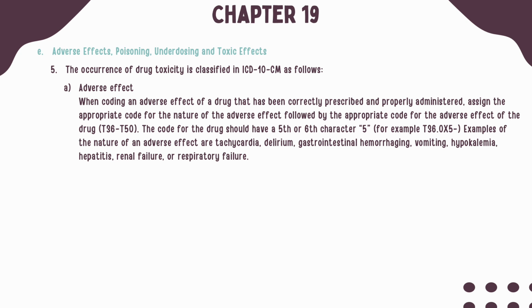When coding for the adverse effect of a drug that was taken and prescribed correctly, you should assign the appropriate code for the nature of the adverse effect, followed by a code for the adverse effect itself. The code for the drug should have a fifth or sixth character of 5, indicating an adverse effect of the drug is present. Some examples of adverse effects are tachycardia, delirium, GI hemorrhaging, vomiting, hypokalemia, hepatitis, renal failure, and acute respiratory failure.